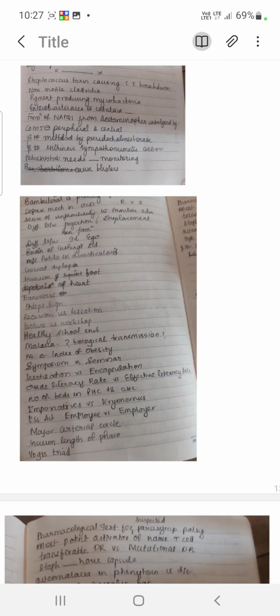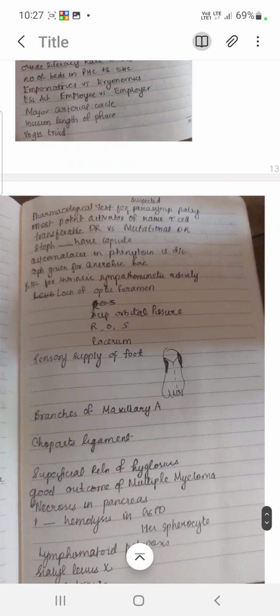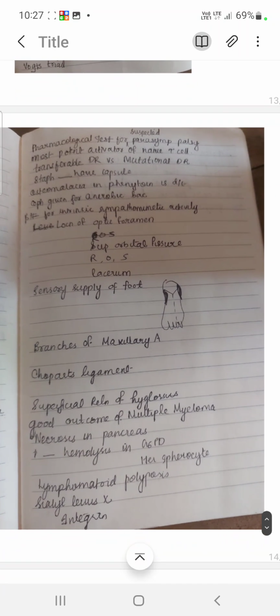ESI Act, employee versus employer. Employee only 0.75, 3.25 is from employer. Major arterial circle is at the root of iris. Incision length of phaco is around 3.2 mm. Vox triad. So you have to remember SICS, small incision cataract surgery. Here you have a self-sealing tunnel of 5 mm.